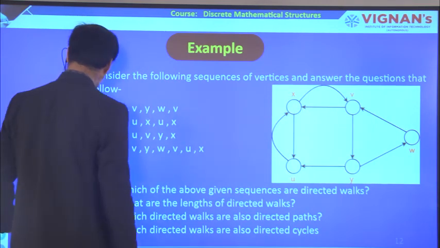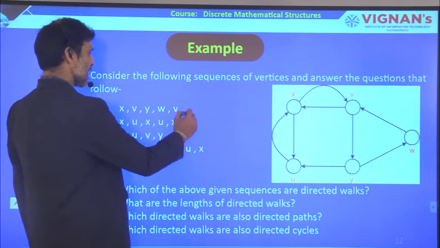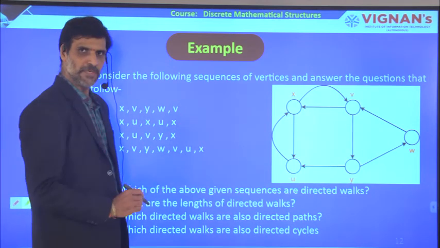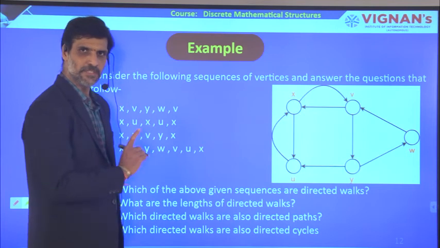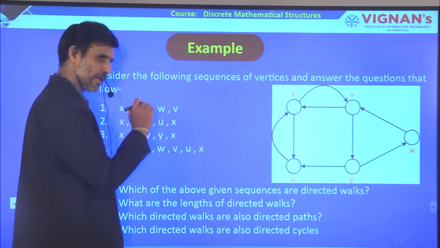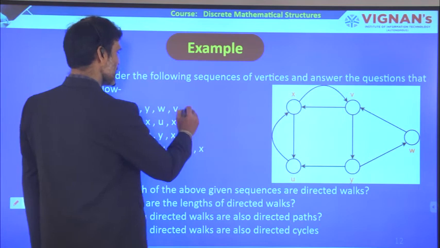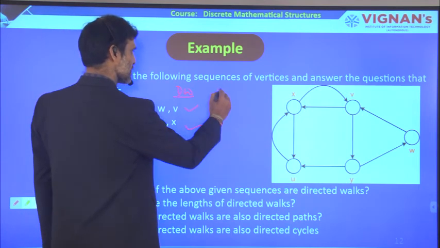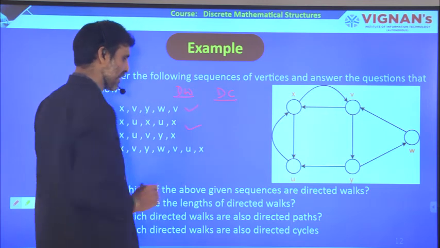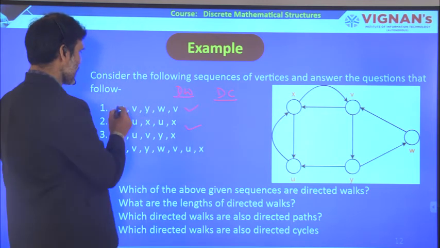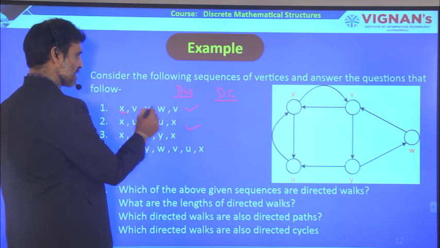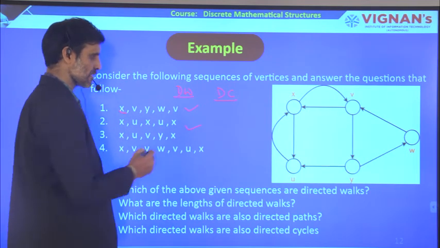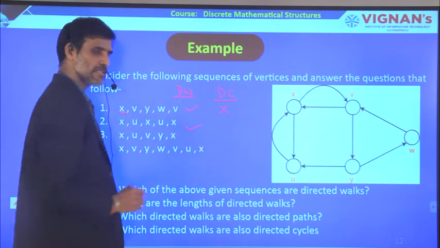And the final one is, which directed walks are also directed cycles. So what do you mean by a cycle? The start vertex and end vertex must be the same and the intermediate vertices must not be repeated. These are the directed walks we just discussed. Now let us check whether they are directed cycles or not. Here the start vertex is x, but there is no end vertex of x. Clearly it is not a directed cycle.